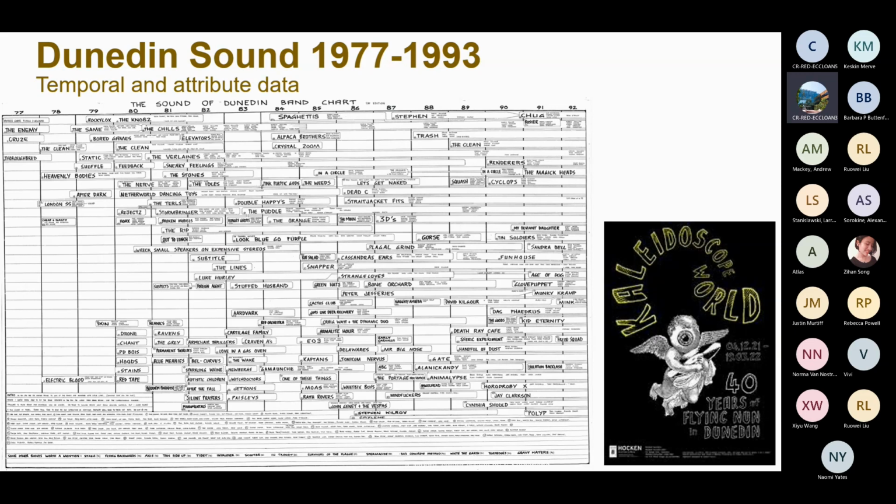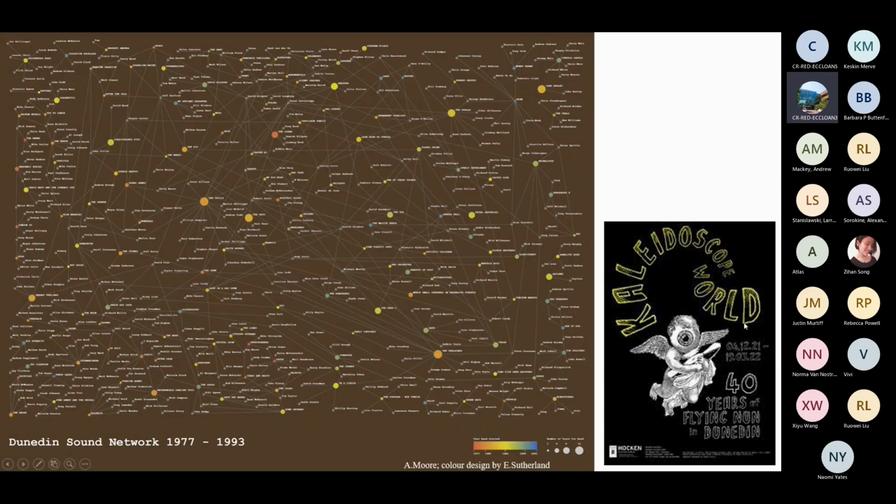So this is what we did. We produced this for a recent exhibition in Dunedin commemorating this music scene. That's the chart there. So this is a classic graph. The coloured nodes are bands.